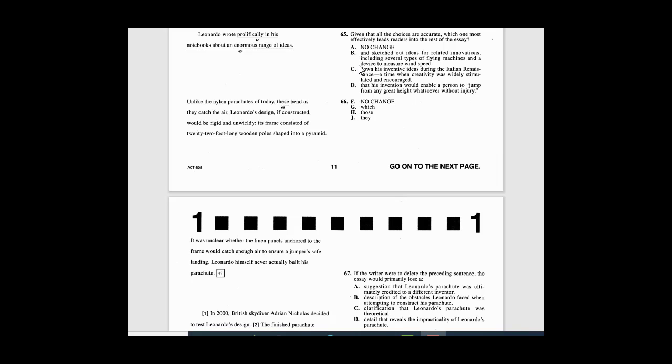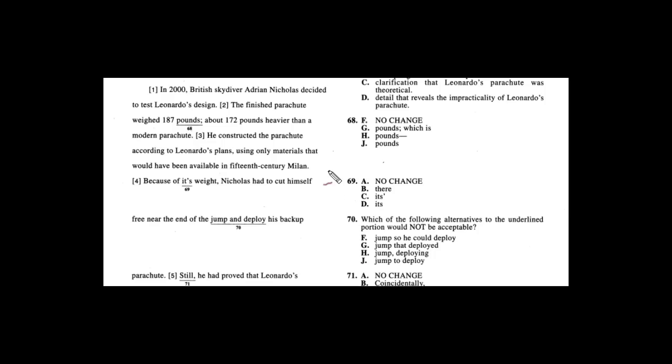So if you choose D for 65, you see that we have an invention for jumping from heights. You're going to see that in 67. What does it do? It's going to clarify Leonardo's parachute. That's theoretical, okay? So C is the correct answer for 67, which kind of builds off of getting the correct answer in 65.